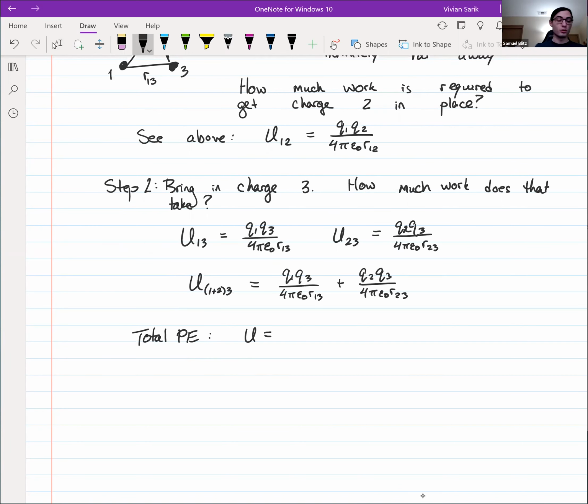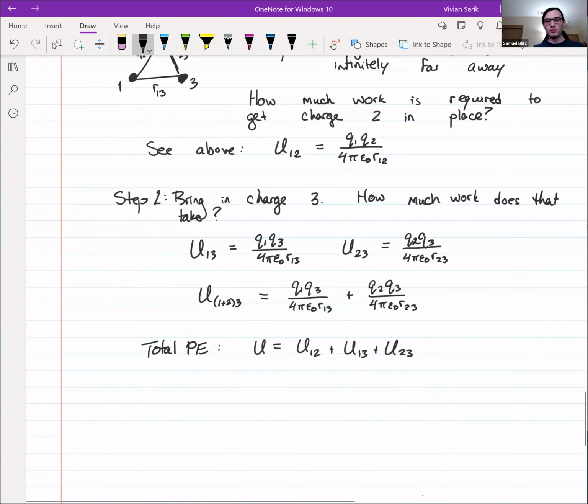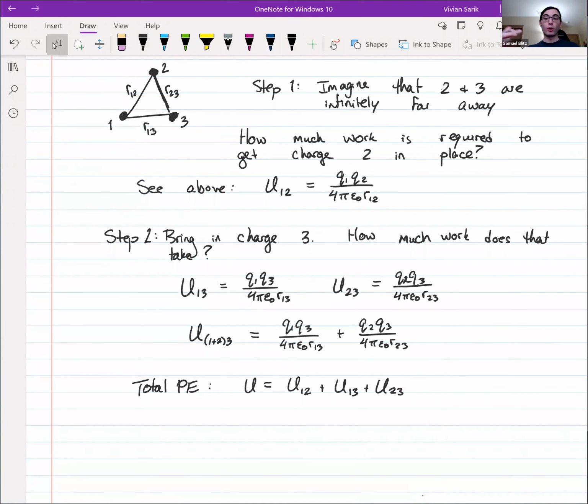I'm not going to write them out. I've already written them all out. So U is U12 plus U13 plus U23. And if you had more than 3 charges, you would just account for every pair and add them. If you had a 4th charge that you wanted to bring in and put somewhere, you would have a U14, U24, and U34.